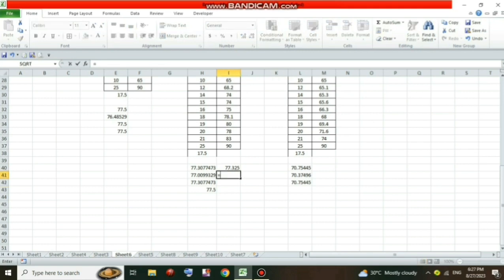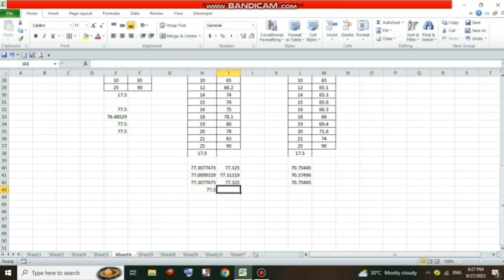Similarly, if I try to use the growth formula over there, known y's is this, while known x is this, while new x is this. So you can see 77.3. So you can see it is closer, so this value could be even more accurate. So 77.3, somewhere closer. If I try to use the trend function over there, let me select the known y's to be this, the known x to be this, and the new x to be this, 17.5.